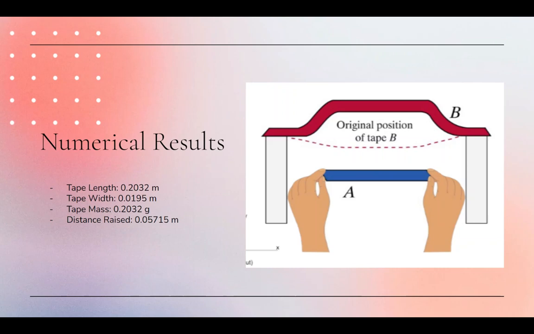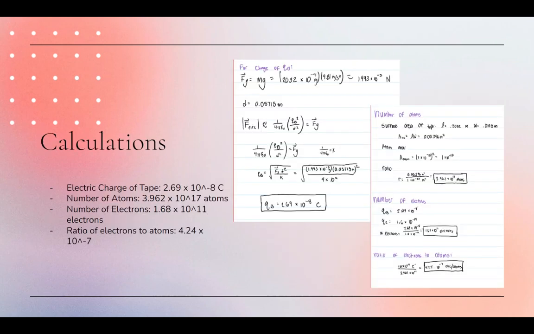The numerical results needed to calculate the electric charge are the width, length, mass, and the distance the tape was raised. These numbers are featured on the left. The figure on the right demonstrates how the experiment was performed, and the distance between A and B was the distance used to calculate the electric charge on the strip of tape.